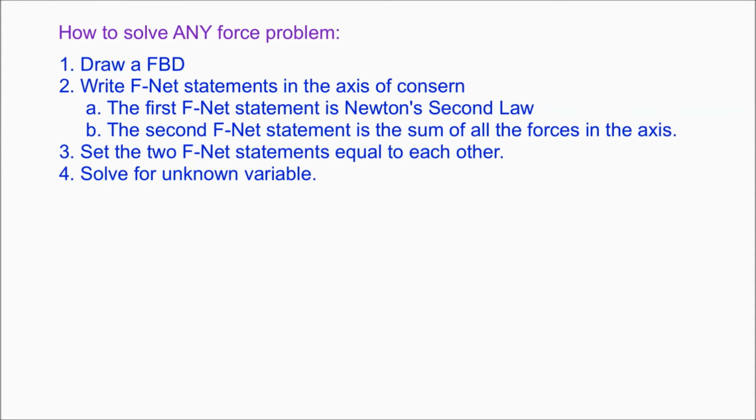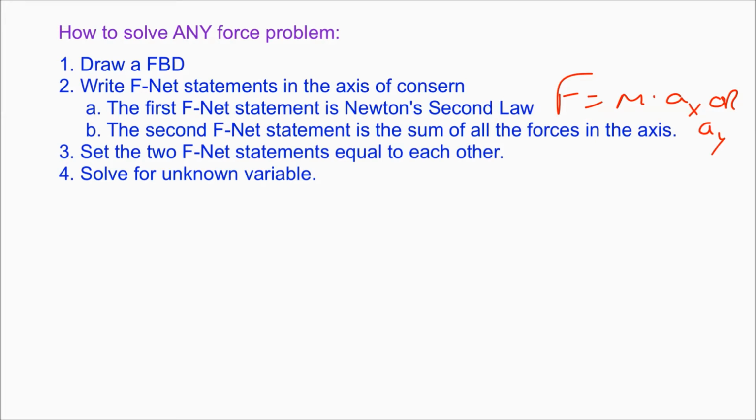Okay, so here's how to solve any force problem. First, you want to draw your free body diagram. Then you'll write the F-net statements in the axis of concern. That's the axis that you actually care about, the one that contains the variable that they are asking you to solve for. The first F-net statement is going to be Newton's second law. Remember, that one says force equals mass times acceleration. And you'll need to be specific about what acceleration, and what I mean by that is it'll either be the acceleration in the x-axis or it'll be the acceleration in the y-axis until later on in the semester, and then I'll throw another type of acceleration in there at you.